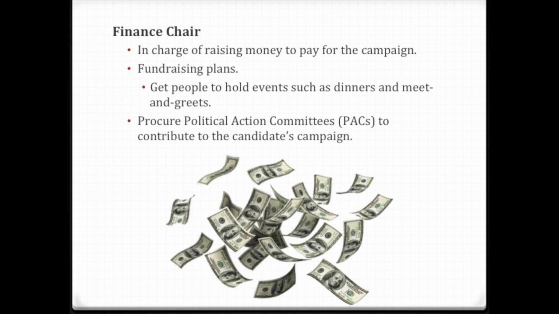Every campaign needs money, and that money comes from the finance chair. These people are in charge of raising money to pay for the campaign. Most campaigns are done through fundraising. Most of us know what fundraising is. Most fundraisers are dinners in which people pay large sums of money in order to have dinner with that candidate. They also have meet and greets that you pay to go and see.